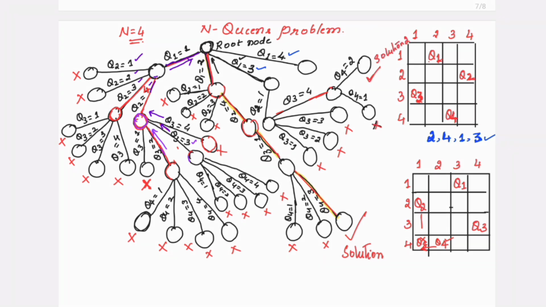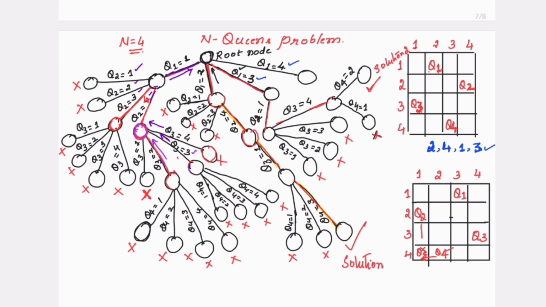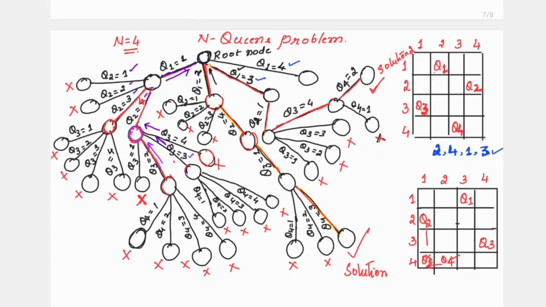Solution 2. So we got one more solution and the path is this one, q1 equal to 3, q2 equal to 1, q3 equal to 4 and q4 equal to 2. I'll highlight this path. So we got now the second solution for the 4 queens problem. So I'll write down the column numbers here, 3, 1, 4, 2. So it means what?